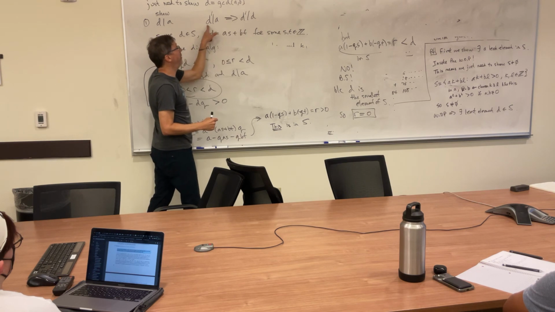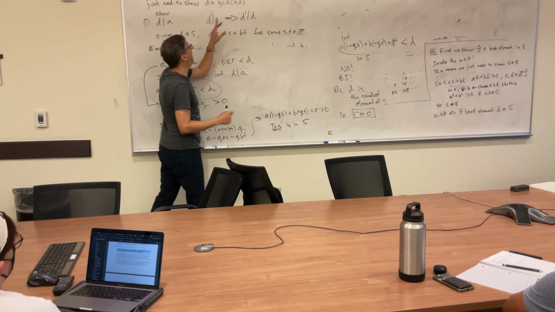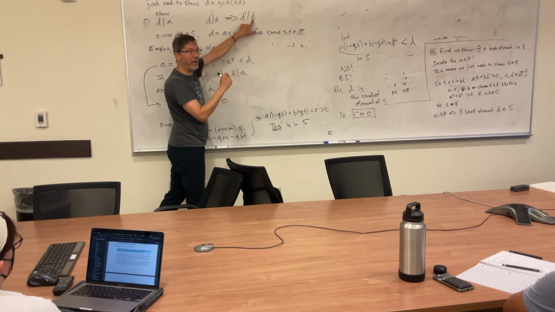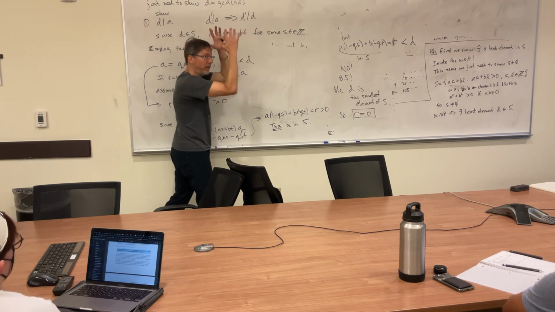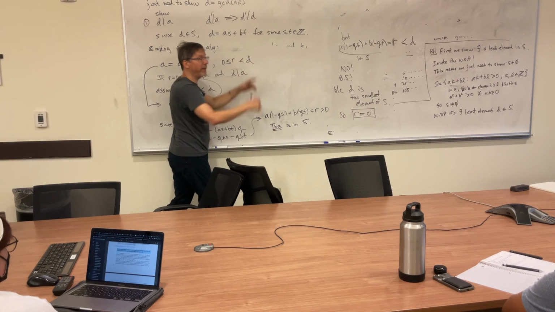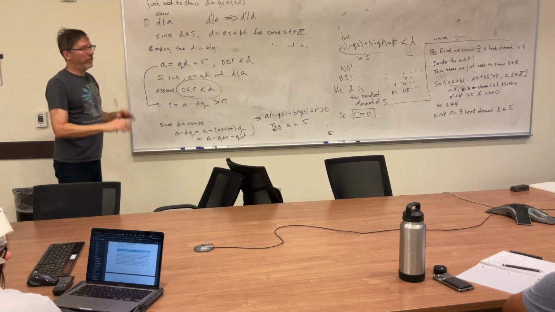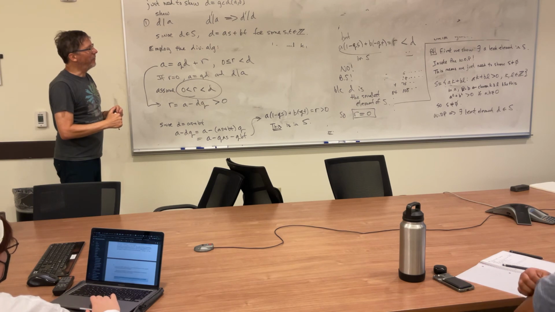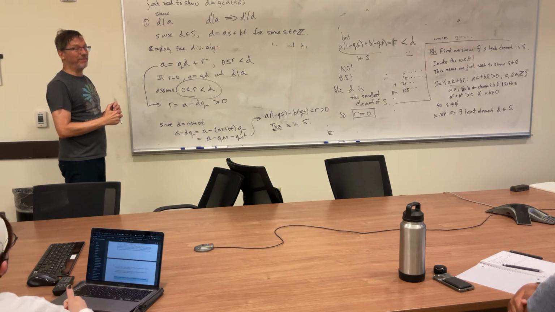So if I have any other divisor of A, it divides D as well. D is the queen of all the divisors. So just read the end of that. I'm going to assume you did. And then Wednesday we'll have some more fun.